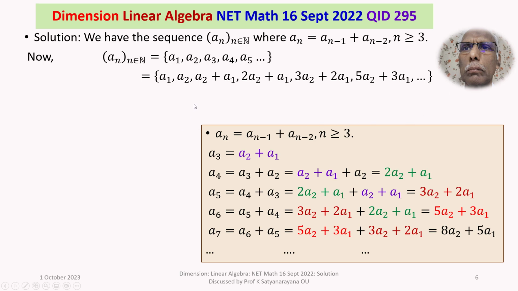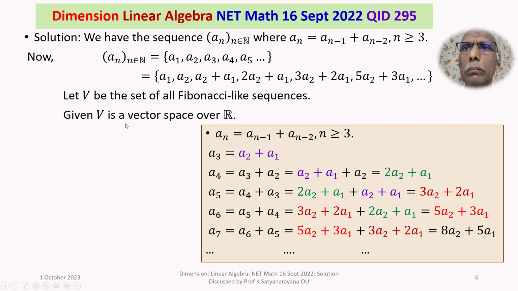Now let V be the set of all Fibonacci-like sequences. So collect all the Fibonacci-like sequences, put it in a set, call it V. And it is given that V is a vector space over R. You can take this as an exercise and prove that V is a vector space over R. It is not a difficult question, it's a simple question. So you can see that V is a vector space over R, and anyway it is given to you.